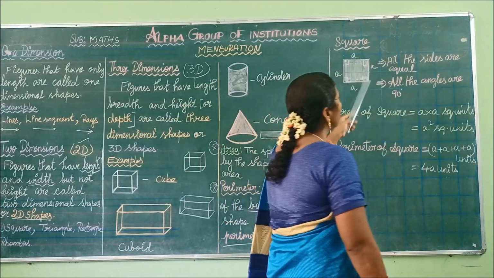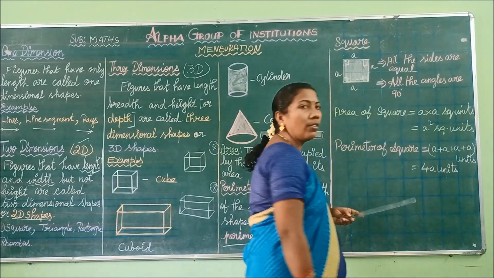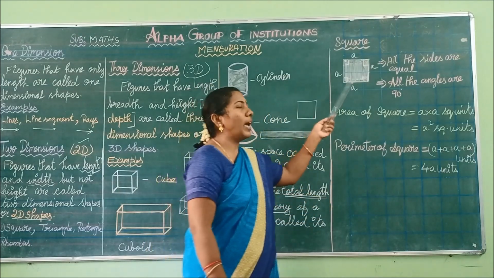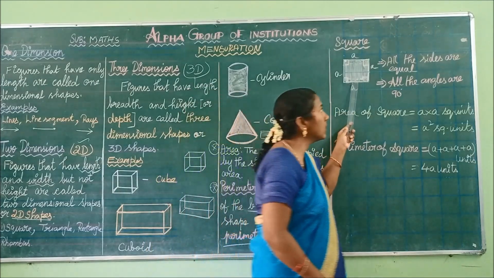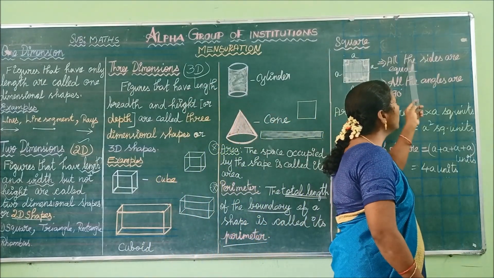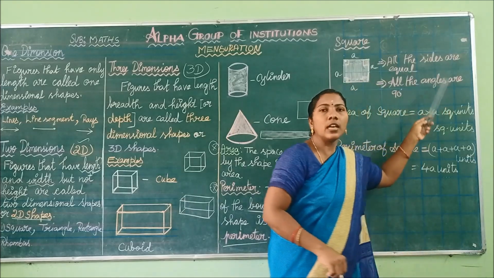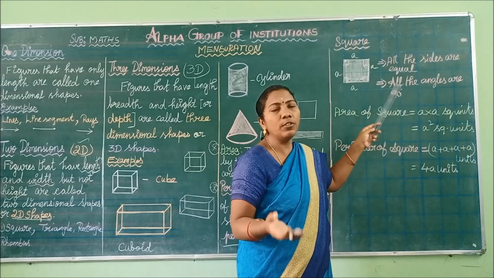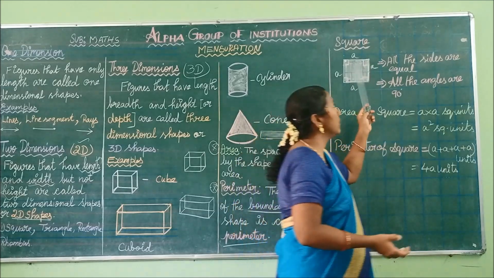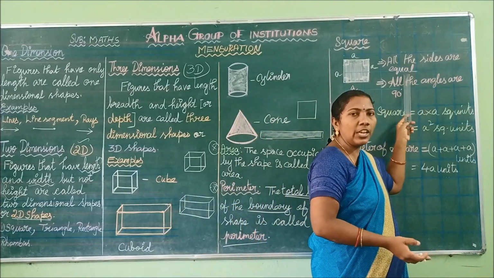What is this? This shape is said to be a square. Why are we calling this shape a square? Because for a square, all the sides are equal. In a rhombus also all the sides are equal. So what is the difference between the rhombus and the square? In the square all the sides are equal.